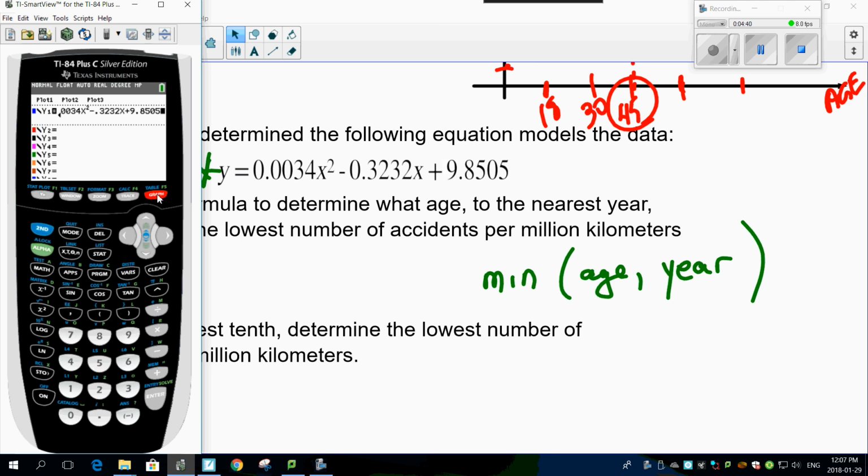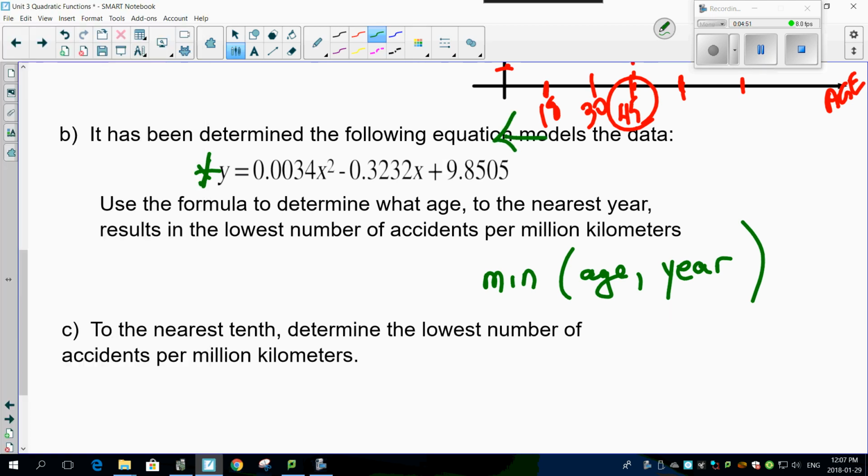Now, if we hit graph, I'm going to tell you right off the bat, you're not going to see a whole heck of a lot. Think about this. We're talking about age. And if we're talking about age here, we're going from 0 out to about 100. So there's our x value. We're going from 0 to about 100.